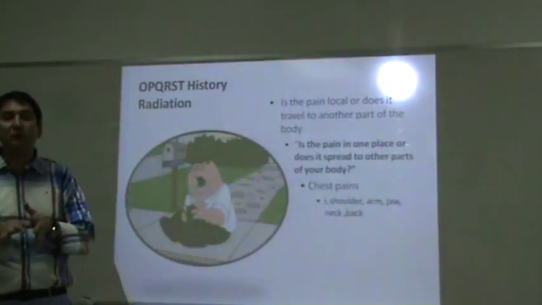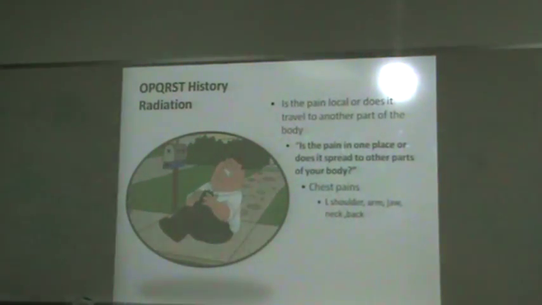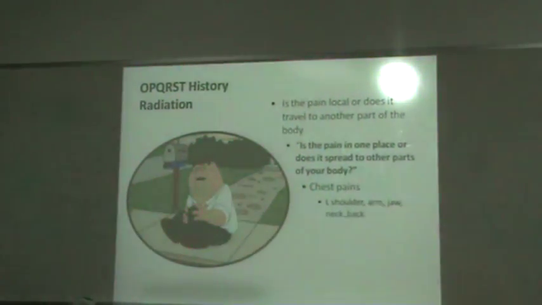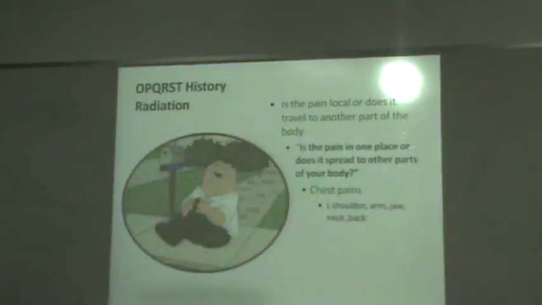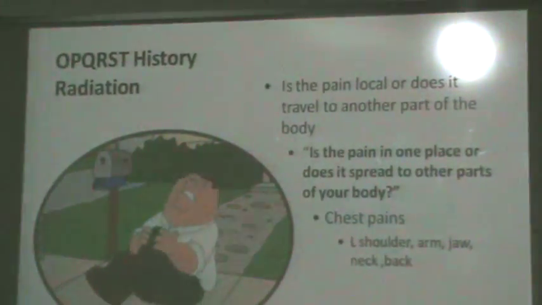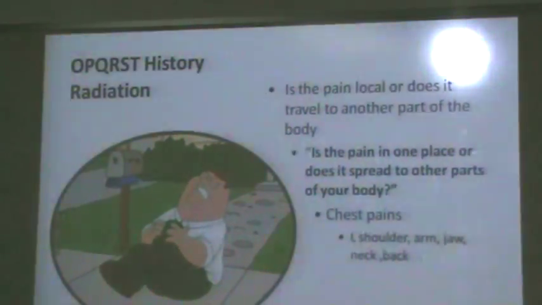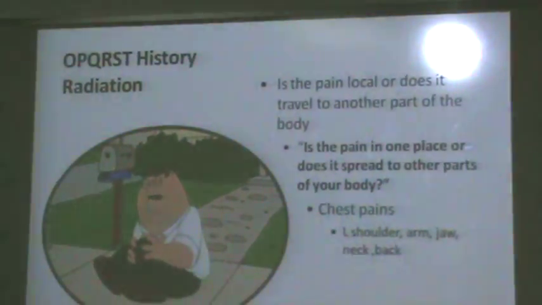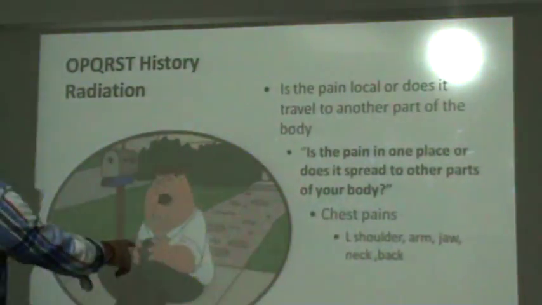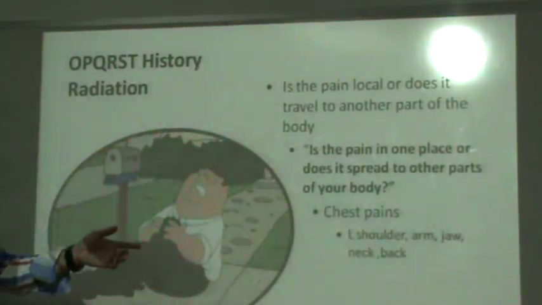Another thing is the radiation. Is this pain only in the knee, or is it moving, radiating? Usually radiating pain is more related to the bones and nerves, because nerves are the ones that transfer the pain. So this person, for example, we all know him, right?